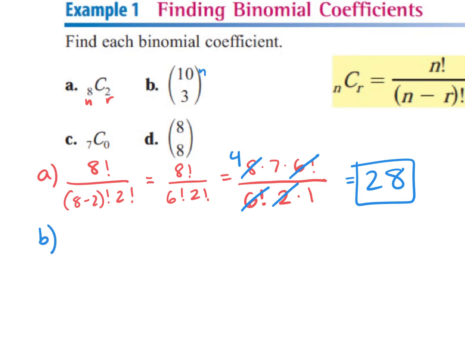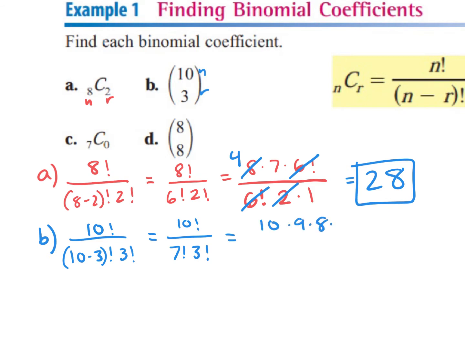So remember, N is on the top, R is on the bottom. So 10 factorial over 10 minus 3 factorial times 3 factorial. So this is 10 factorial over 7 factorial times 3 factorial. So on top, I have 10 times 9 times 8 times 7. I'm going to stop there because I know I have a 7 factorial on the bottom that it'll cancel out with. And then I also have 3 times 2 times 1.